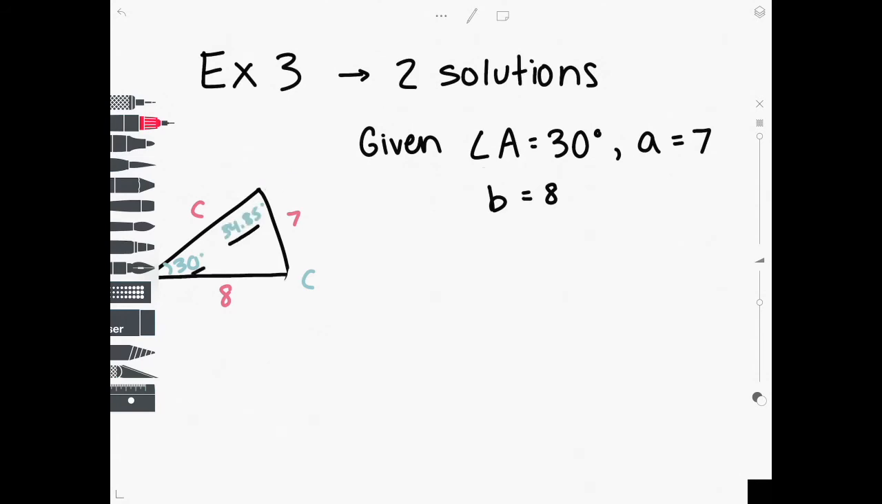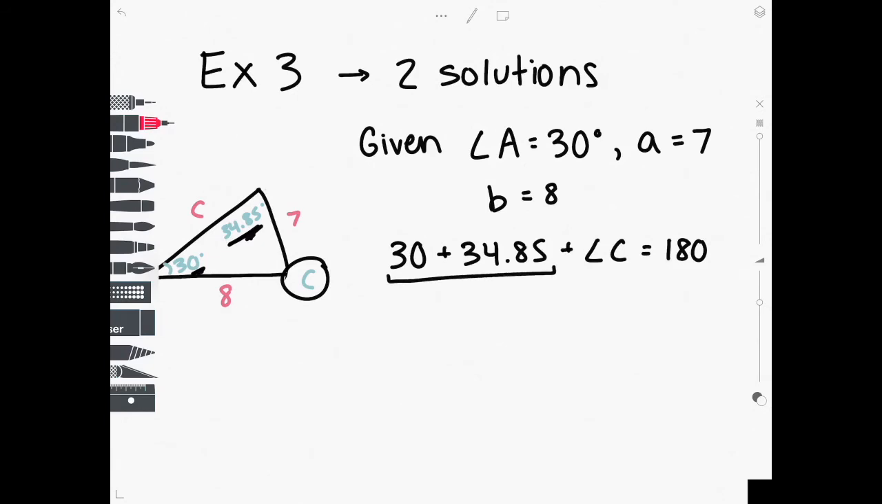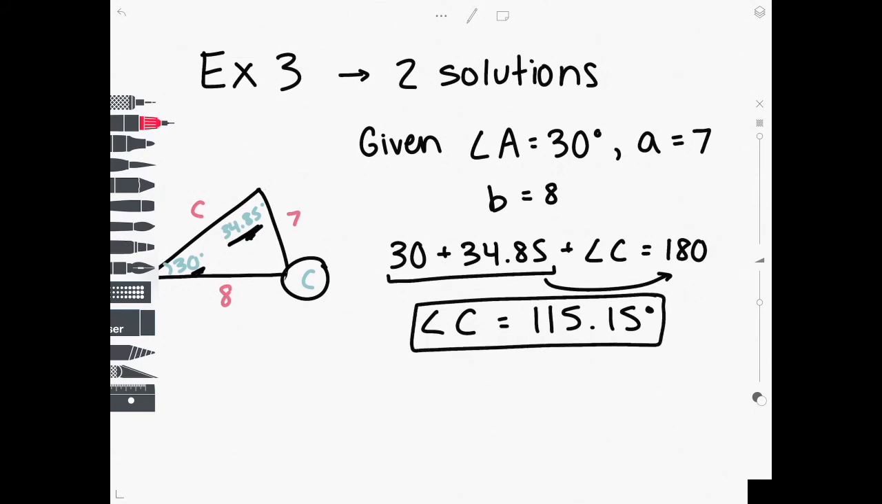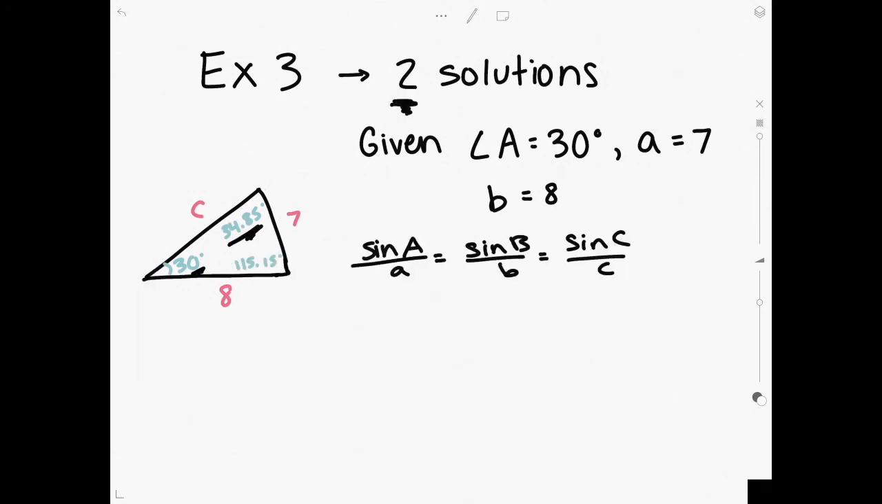And to find angle C, we can simply add 30 and 34.85 and angle C to equal 180. So by doing this, we can subtract 30 and 34.85 from 180 to get final angle C of 115.15. And with this, we can find the length C. And by doing this, we can use sine A over A and sine C over C.